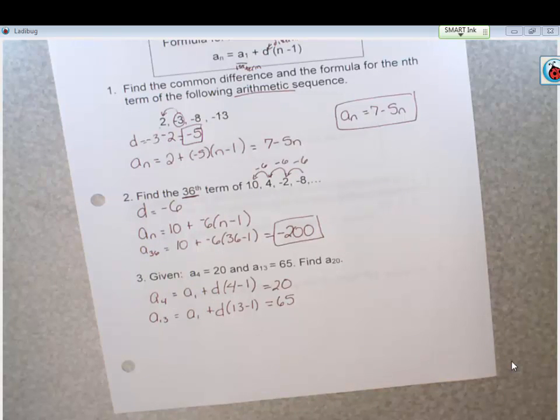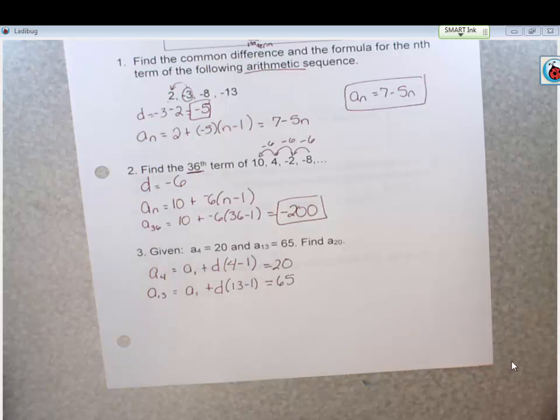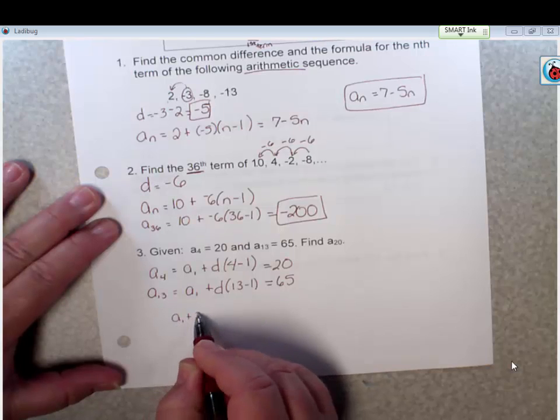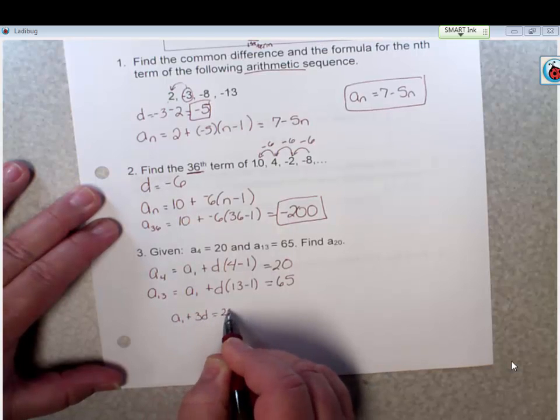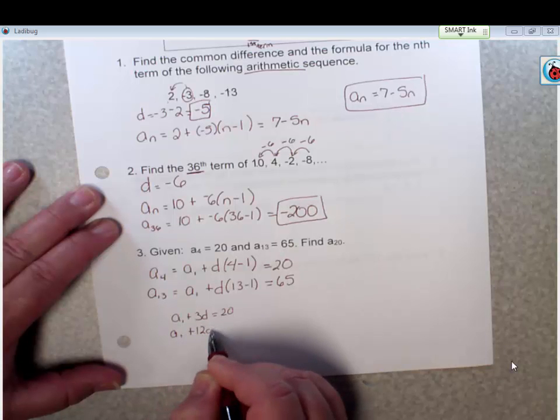Okay. So once we know that, we've got two equations there with two variables, and so now we use some really old math that we used in Algebra 1, and we solve this system. Okay. Before I'm going to solve it, I'm going to clean this up a little bit. This would be a sub 1 plus 3d equals 20, and this would be a sub 1 plus 12d equals 65.